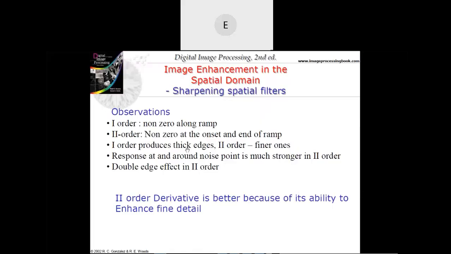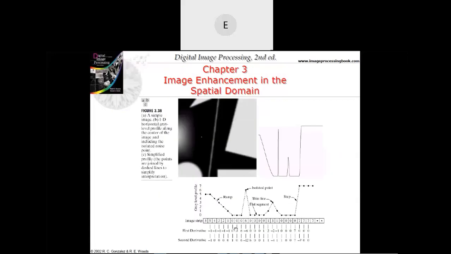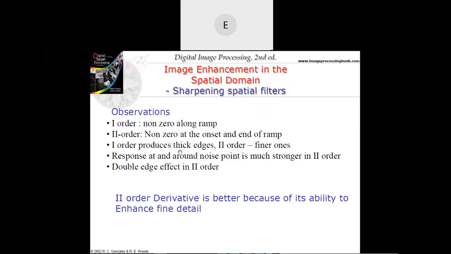First order produces thick edges and second order produces finer ones. So you can clearly observe here. See, this is an edge actually, and all these are non-zero values. So I actually get a thick edge here when compared to the second order. So that is the second observation: first order produces thick edges, whereas the second order produces finer ones.